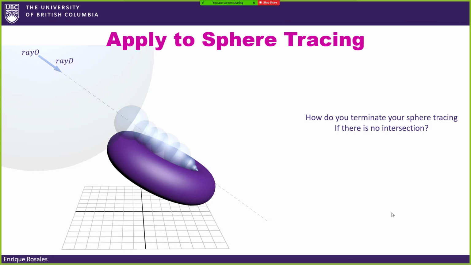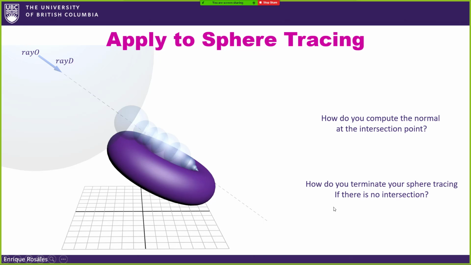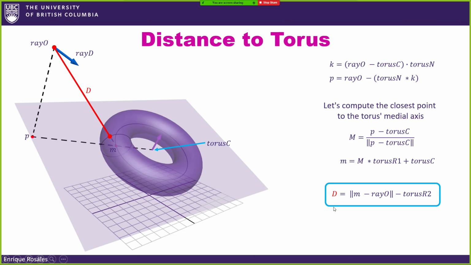Okay, good question. So remember that, give me a second. The strategy that we are doing is, for every iteration, the way we are computing the distance is by constructing all these projections. We first find point P, and then we find point M. Point M is the point on the medial axis, and we are computing that every time we do a new iteration.